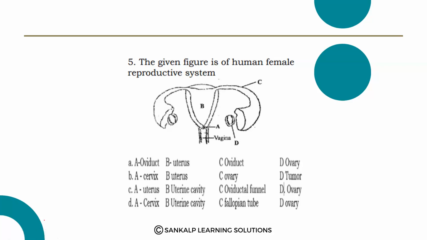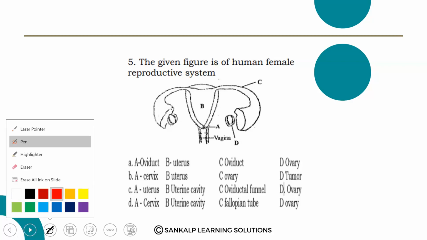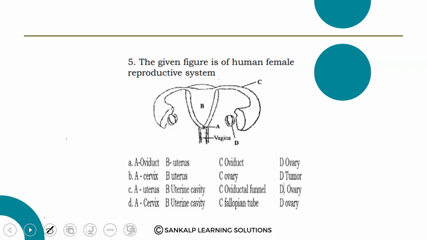Option D is correct, where A represents cervix, B is uterine cavity, C is fallopian tube, D is ovary. Option D is the right answer. Next question.